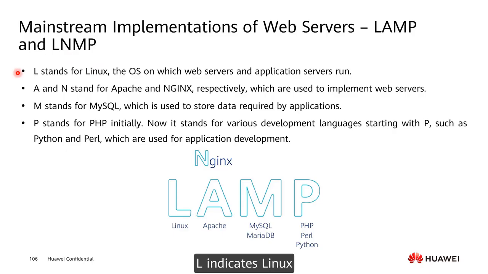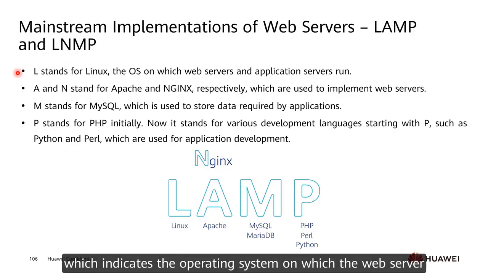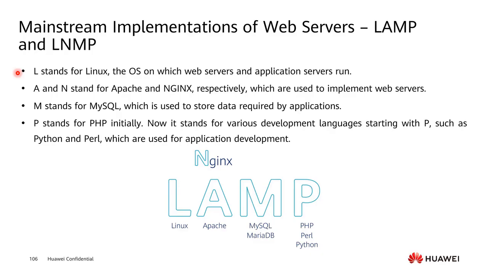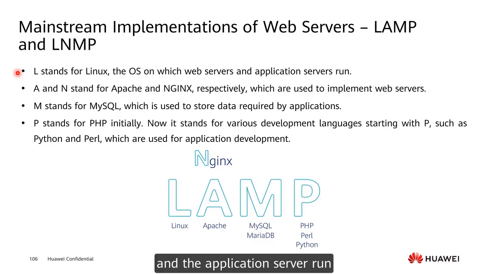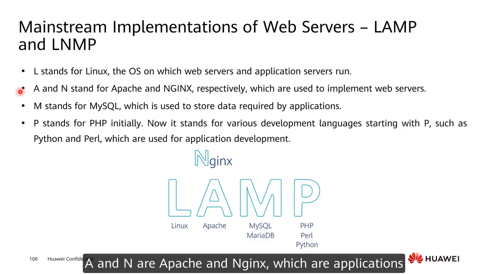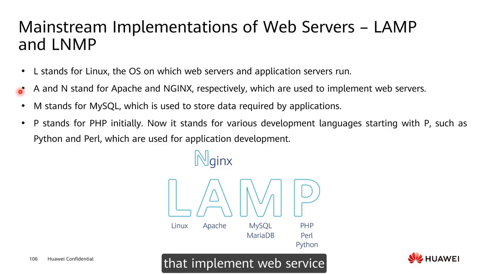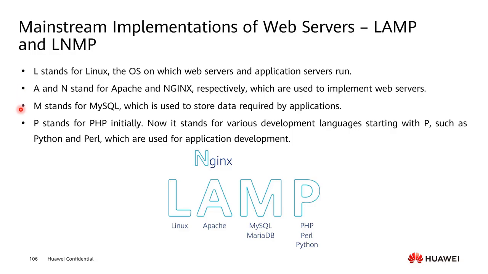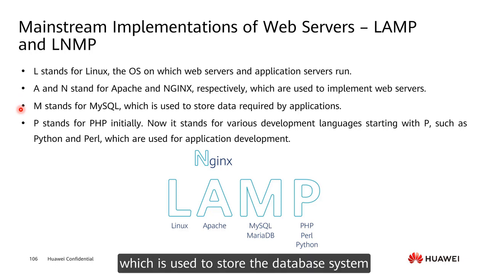L indicates Linux, which is the operating system on which the web server and application server run. In this course, L indicates openEuler. A and N are Apache and Nginx, which are applications that implement web service. M indicates MySQL, which is used to store the database system required by the application.